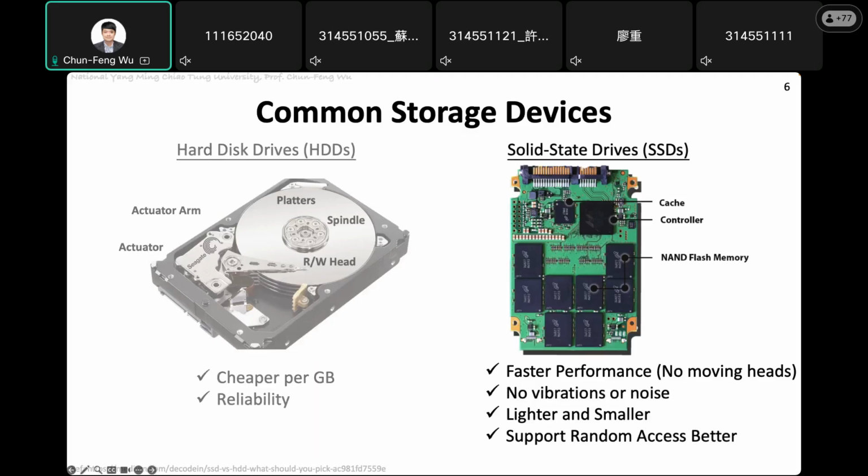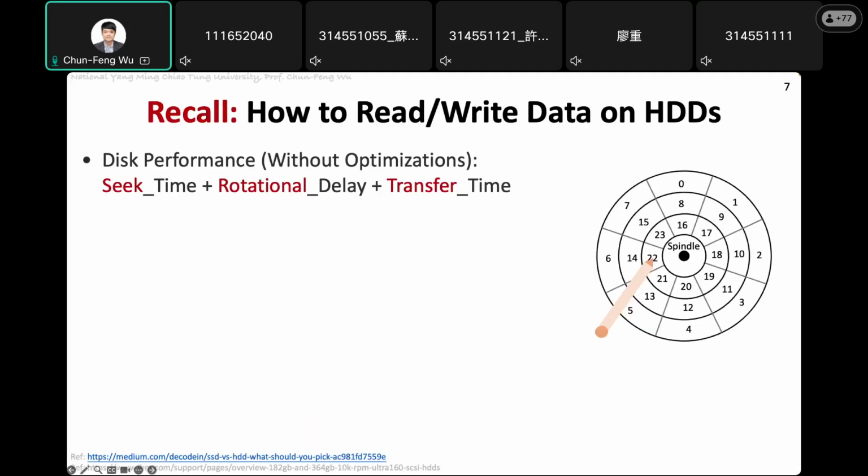And this is because of the nature of the SSD cells. We will talk about this later, why there is this kind of non-reliability for SSD.